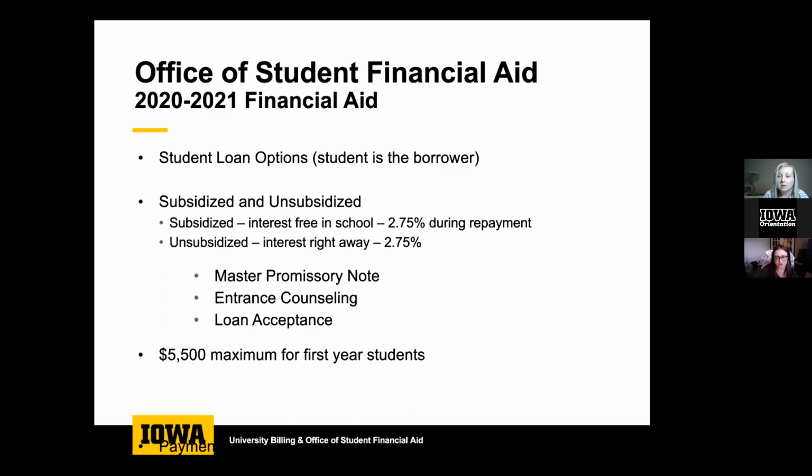For first-year students, $5,500 is the maximum amount of loans a student can be awarded through the FAFSA. You may see a combination of both subsidized and unsubsidized loans, or you may only have unsubsidized loans, but $5,500 is the maximum for first-year students. This amount will increase to $6,500 per year as a second-year student, and $7,500 per year as a third and fourth-year student.